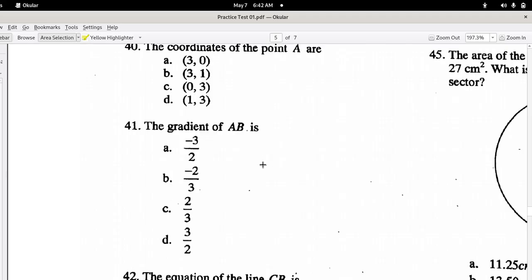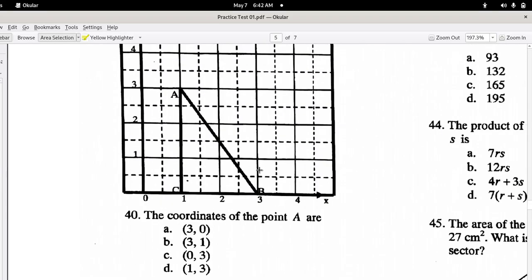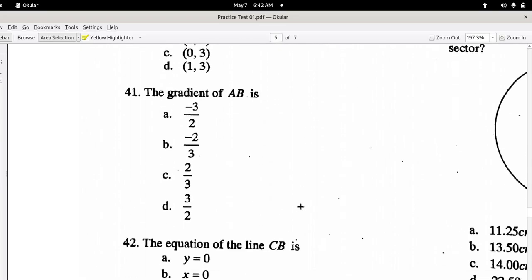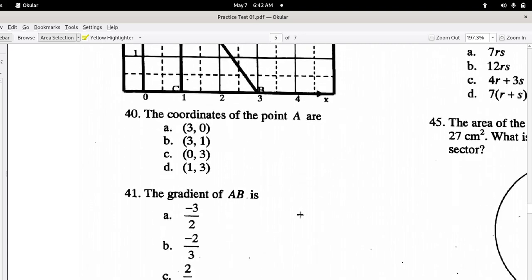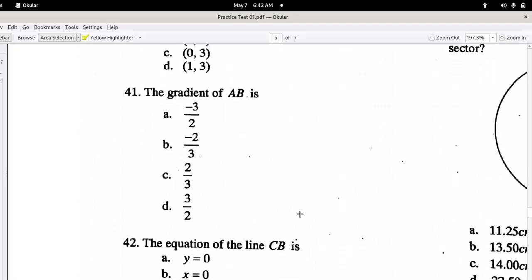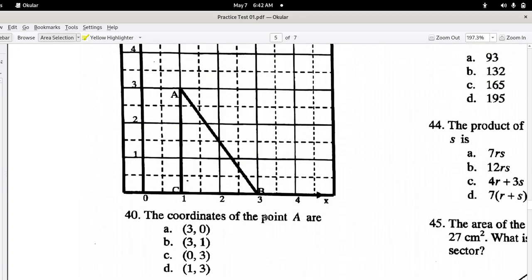The gradient of AB is the line AB. Is it positive or negative? If you can tell by the direction that AB runs, you can quickly eliminate two of these answers. Alright? And just concentrate on the other two.